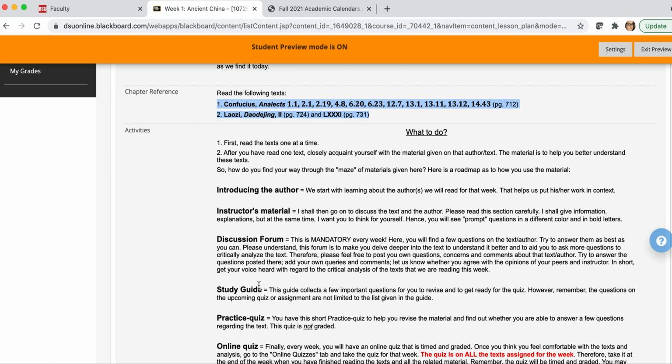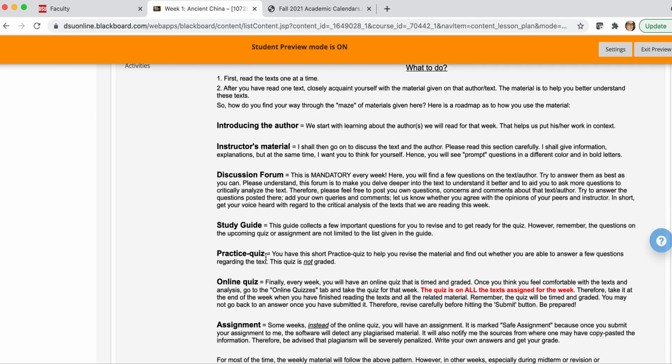There is a study guide of just some questions to consider as you're revising your knowledge of the text. And there are also practice quizzes. A practice quiz is not graded. Once you complete a practice quiz, it will say you got a 0, but that's just because it's not graded. The practice quiz is an important way for you to test your knowledge before you take the real quiz, the online quiz, that is graded.